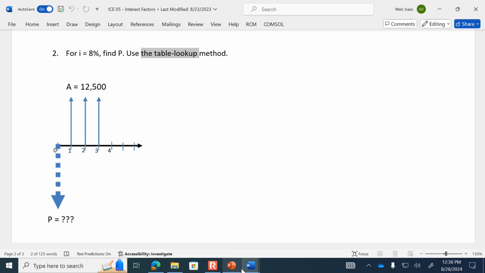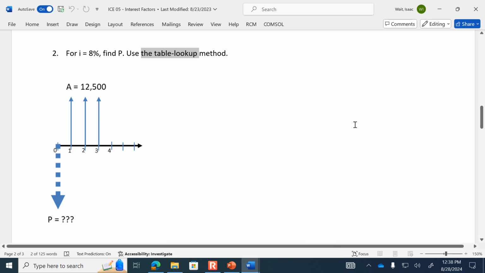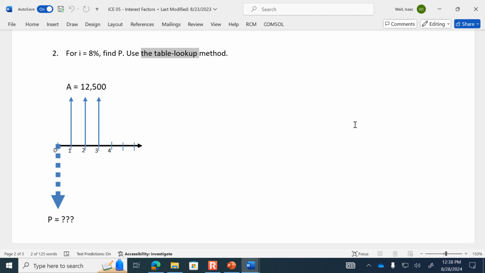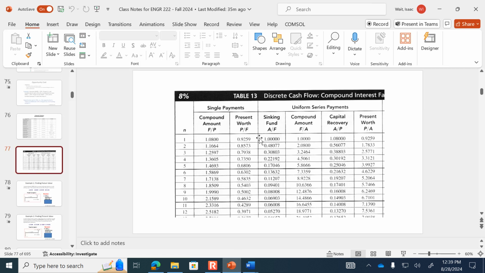So how do we solve this one? Find P given A. So we would summarize the problem type. P slash A, I equals 8%, N equals 3. Okay, we go to the 8% table. Find P given A, N equals 3, 2.5771.